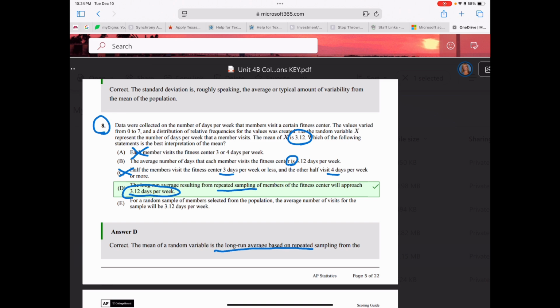Let's look at why E is bad. For a random sample of members selected in the population, the average number of visits for the sample will be 3.1. That's the problem. Most of the time when you see the word will, again, it's too deterministic. It's not exactly 3.1. It's just going to be around 3.1.